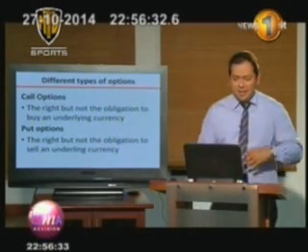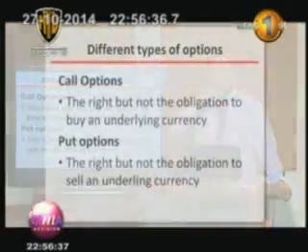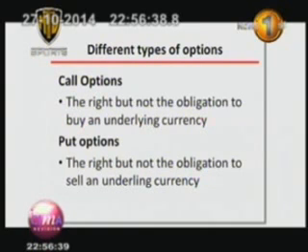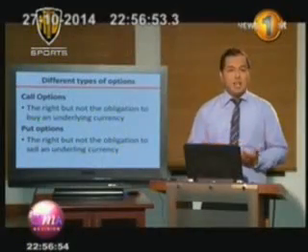Before we move on from options, let's look at the different types of options which are available. You have your call options and you have your put options. A call option is an option which gives you the right to buy, whereas a put option is an option which gives you the right to sell.